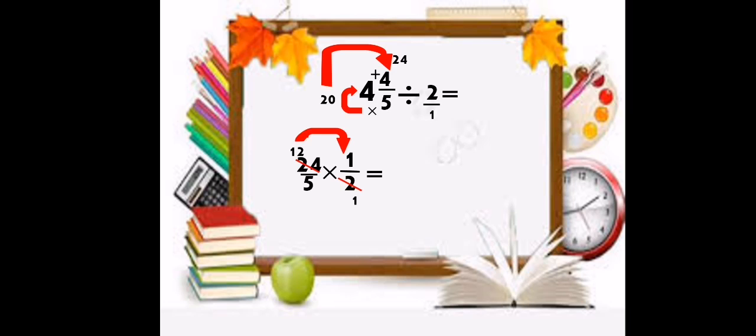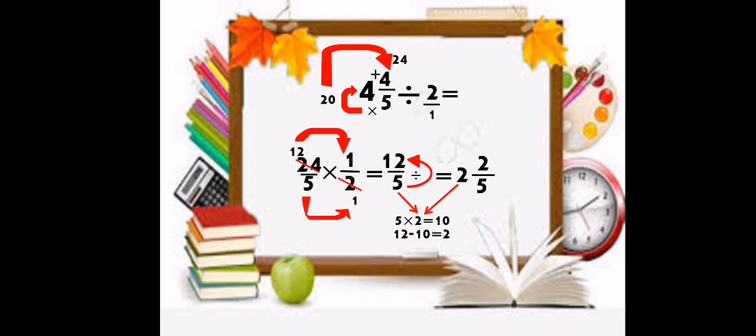So 12 times 1 is equal to 12. 5 times 1 is equal to 5. So here we can divide 12 by 5. 12 divided by 5 is equal to 2. And then 5 times 2 is equal to 10. And then 12 minus 10 is equal to 2. So we have 2, and then copy the denominator 5. So we have the answer 2 and 2/5.